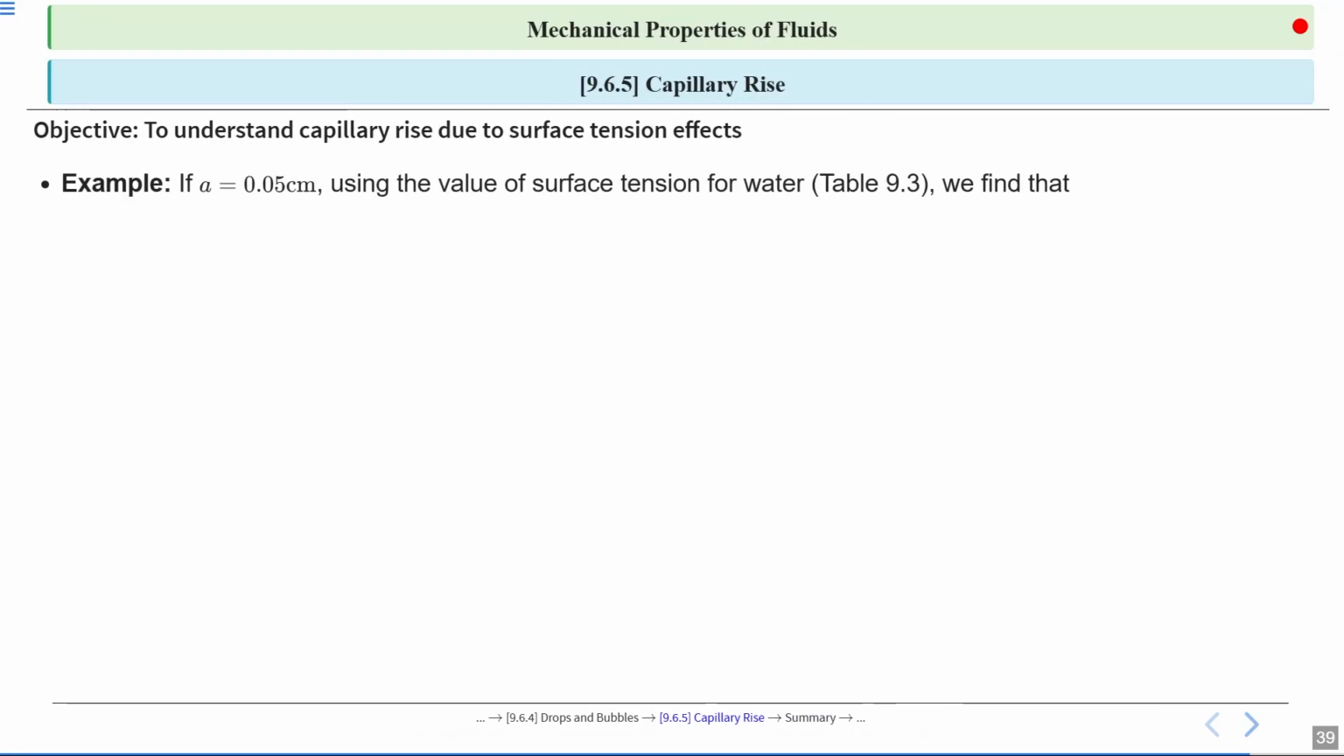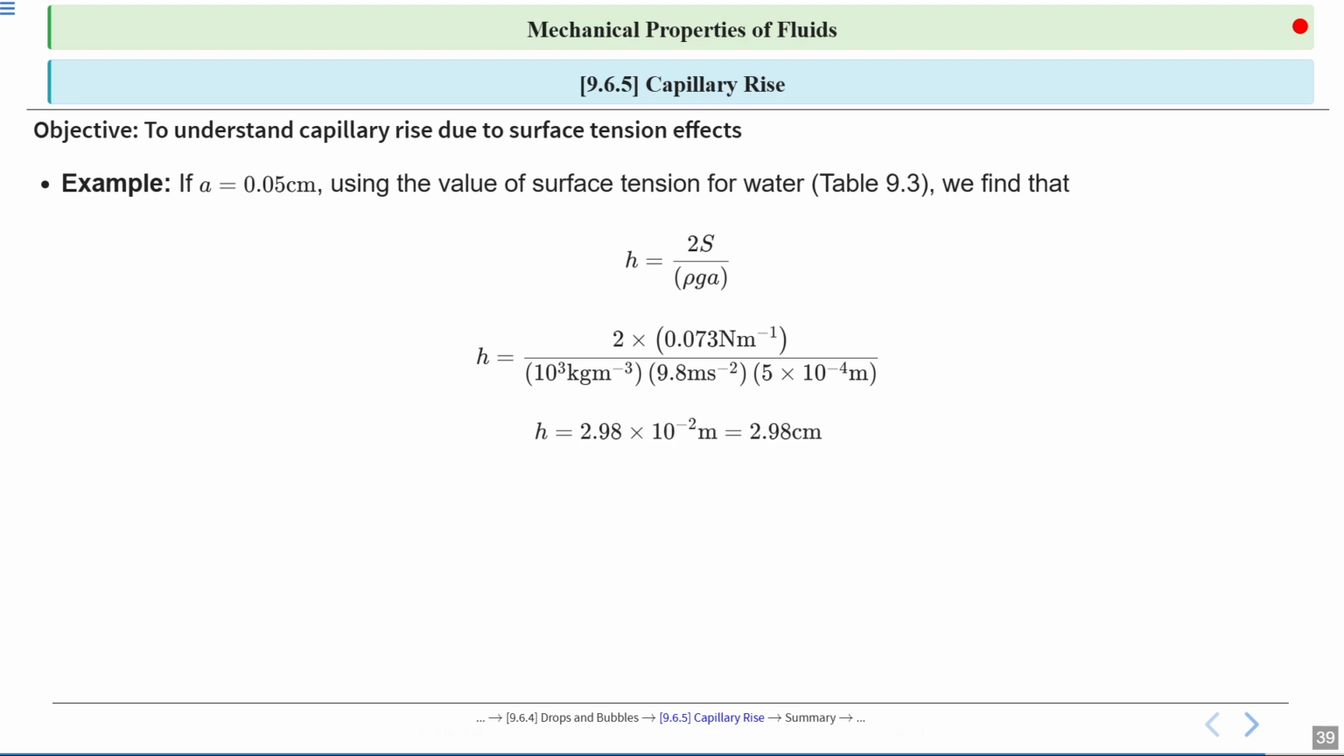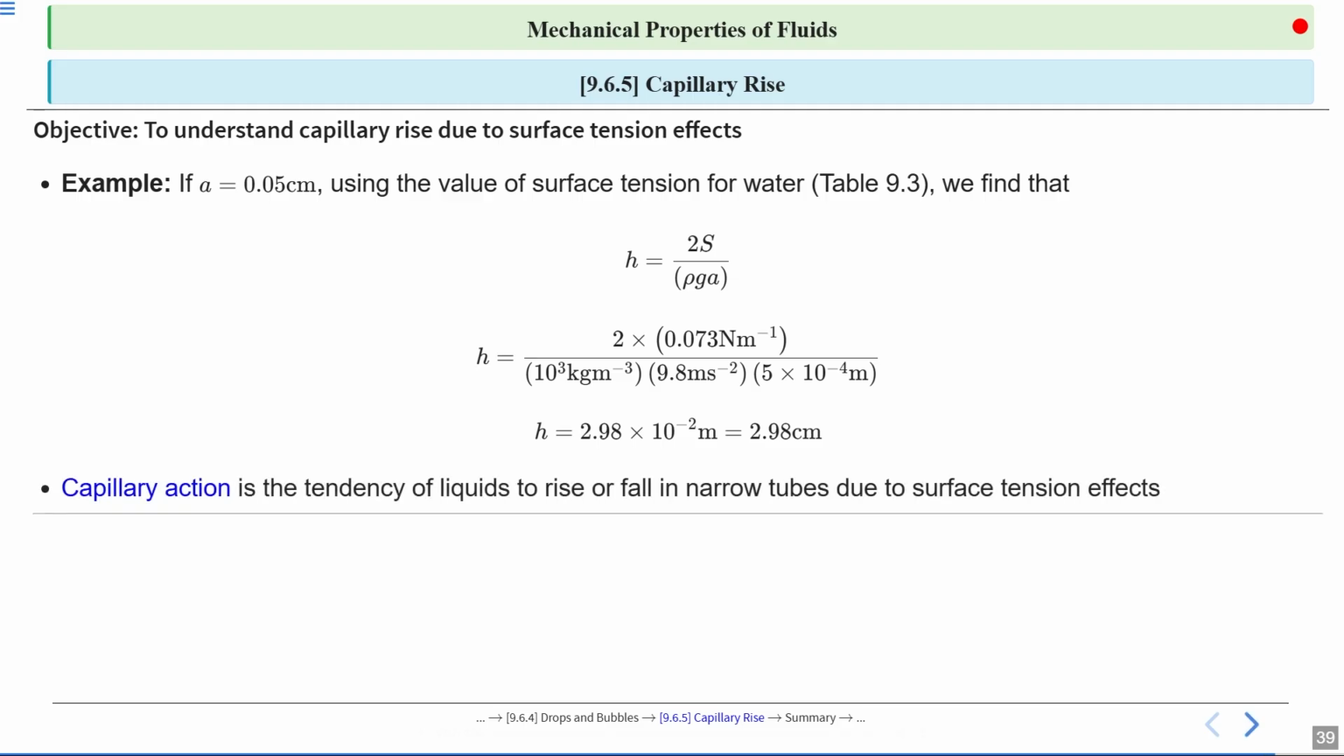Now, for example, if a equals 0.05 centimeter, using the value of surface tension for water, we find that h equals 2S divided by rho g a. So substitute the values and you will get h equal to 2.98 centimeter. Capillary action is the tendency of liquids to rise or fall in narrow tubes due to surface tension effects.